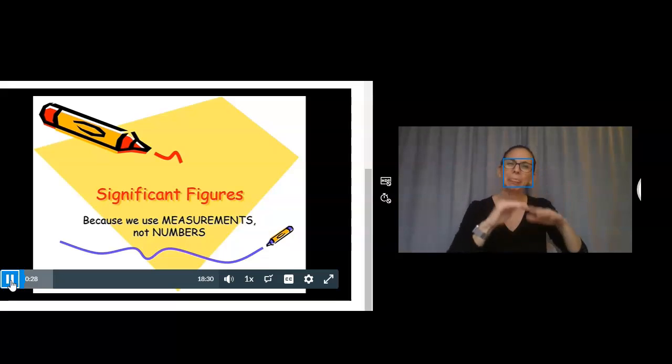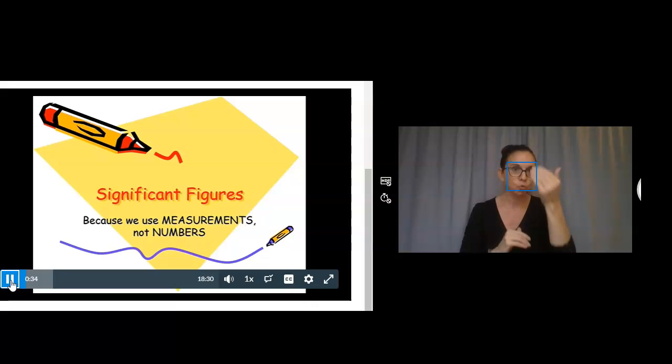So get out a piece of paper, a pencil. You're going to need to write these rules down. You're going to need to know them because these are the rules that are going to dictate how we round our answers when we do chemical calculations.